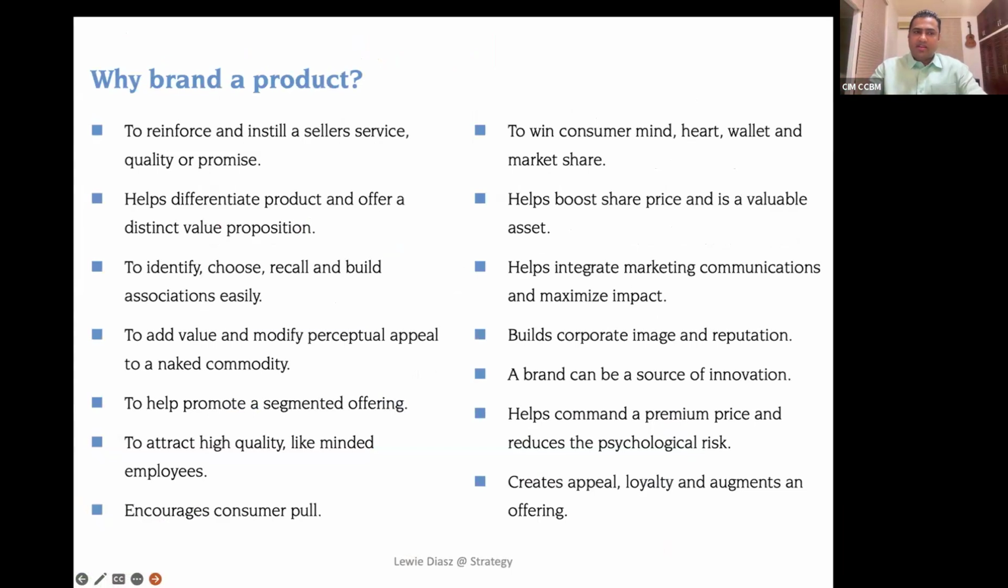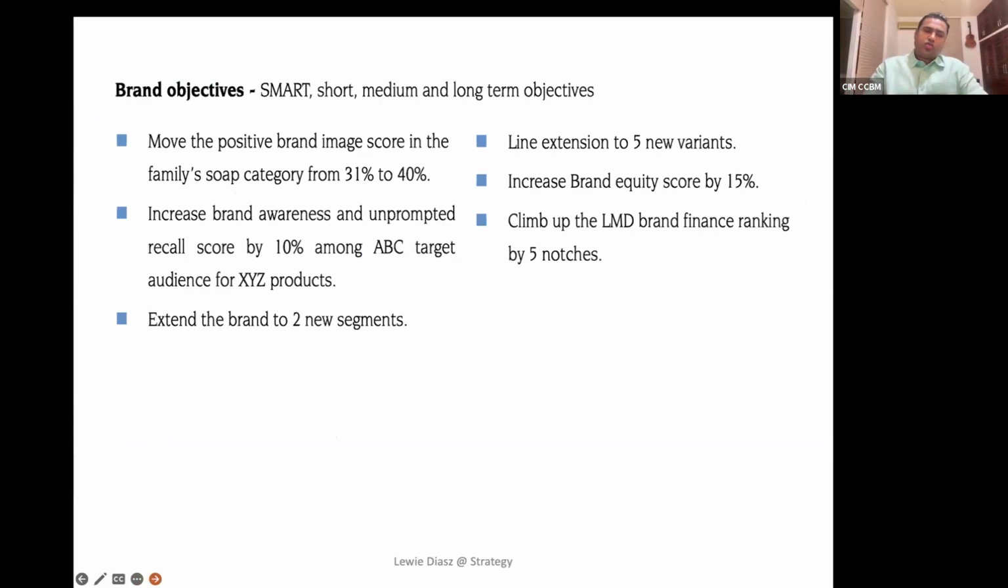Why brand a product? There are many reasons. A host of reasons. This is from my book, the chapter on strategic brand management. It reinforces and instills the seller's promise of quality, helps differentiate, helps identify, adds value, promotes a segmented offering, attracts high quality, encourages consumers to pull the brand. So there can be a list of so many reasons as to why you would brand a product.